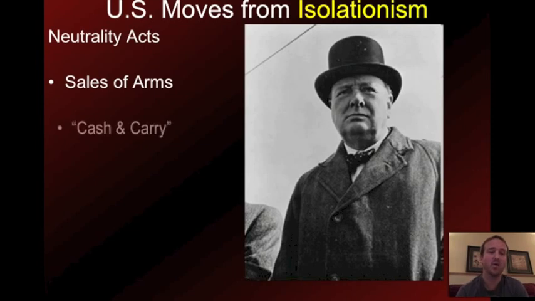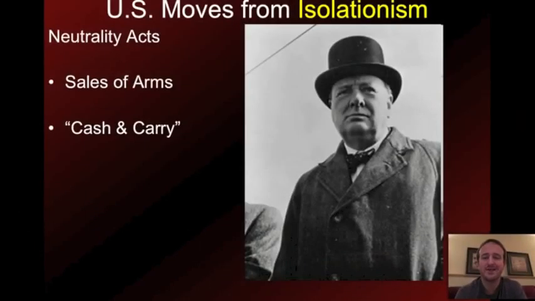The second Neutrality Act that we see is one that has an idea behind it called cash and carry. It starts in 1937, it's revised in 1939. And that is, we are willing to do trade with countries who are at war, but we have to be paid in cash for these goods, and the goods have to be transported by the nation that we are trading with. Those are the two key Neutrality Acts that we're going to take a look at.